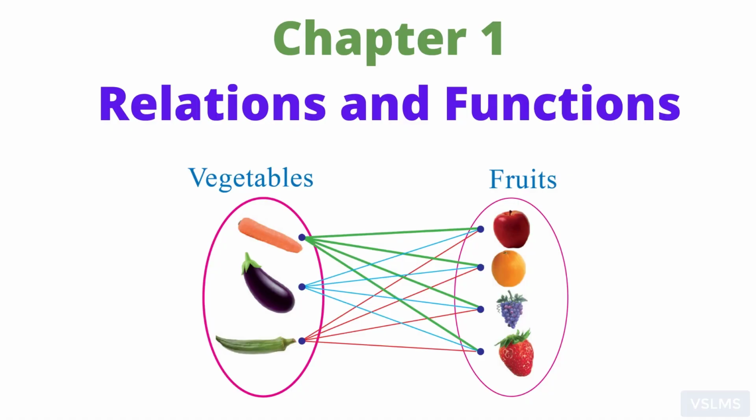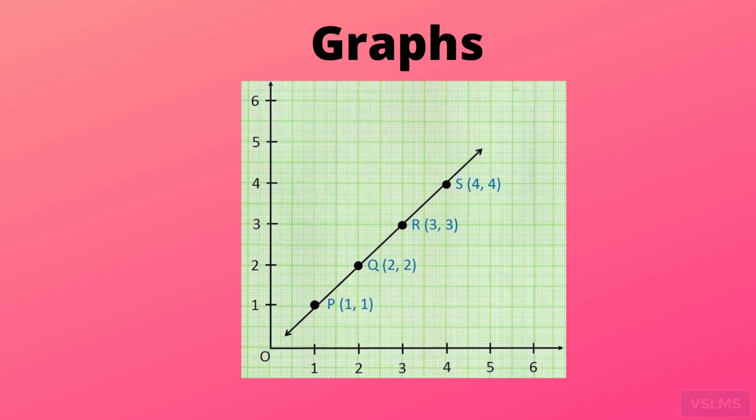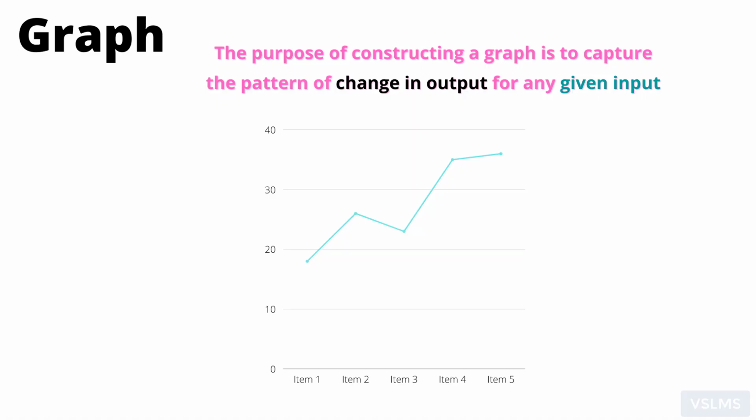In this video, we are going to discuss the fundamental concepts of Chapter 1, Relations and Functions. At the end of this video, you will be able to explain the purpose of a graph. You might have drawn the graphs for any given function in your lower classes as shown. The purpose of constructing a graph is to capture the pattern of change in output for any given input.